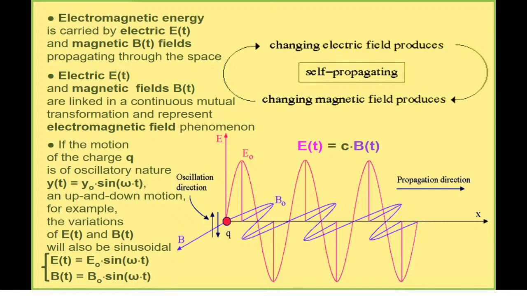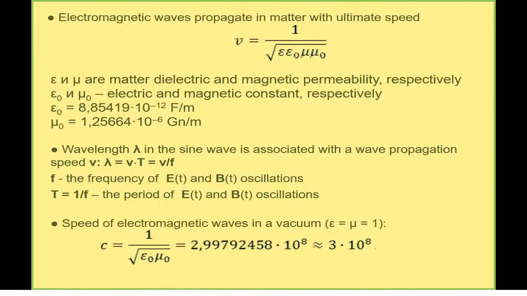W-A-V-E. Wave. Okay, let's go further. And the electromagnetic waves propagate in matter with the ultimate speed, and you can see the velocity of propagation of electromagnetic waves depends on the substance, on the matter the electromagnetic wave crosses, and these parameters that characterize matter, dielectric and magnetic permeabilities, determine the velocity of electromagnetic wave propagation.